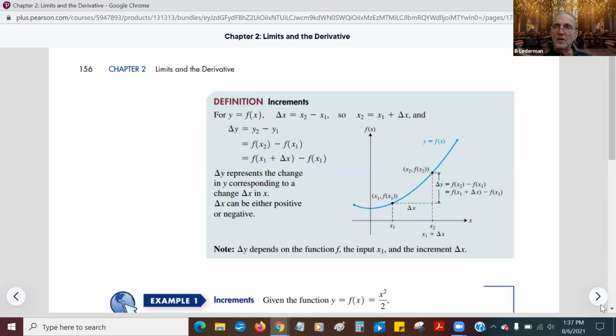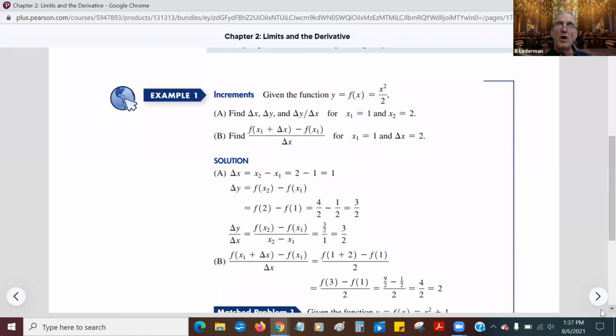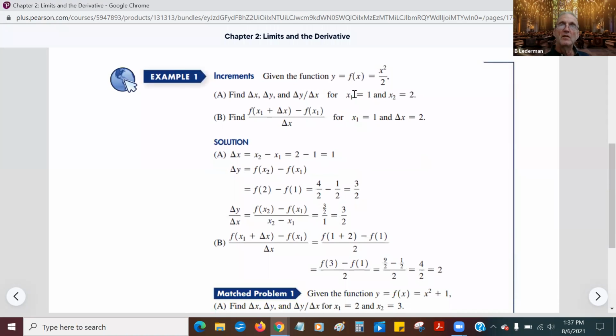So, okay, moving on. Let's look at an example. So we have y is equal to f of x, which is x squared over 2. So you want to find delta x, delta y, and delta y divided by delta x, which, by the way, is the differential. Get it? So the y increment divided by the x increment is a differential. Notice a differential is a lot like a derivative. I mean, it looks a little like a derivative. We're going to see it acts like a derivative.